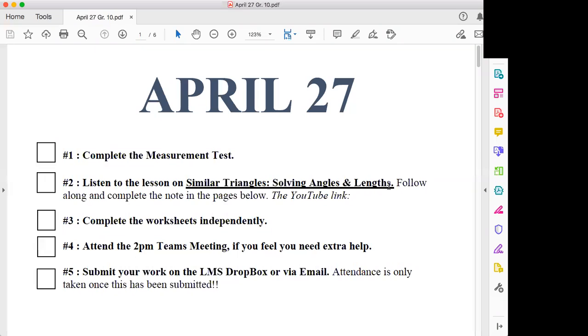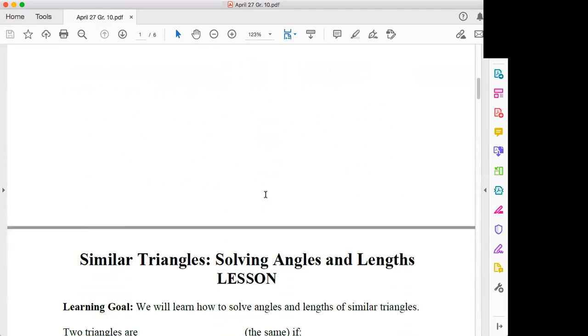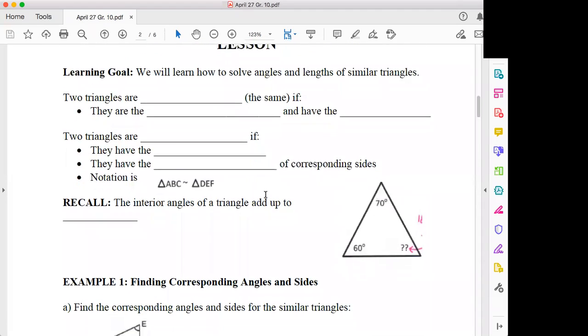So the first thing you should be doing is completing your measurement test. Once you're done that, which I'm hoping you've already done if you're listening to this lesson, we're working on similar triangles, so trying to find angles and lengths of triangles that are similar in size. So I'm going to pull up our work here. Like I said, number one is our measurement test, and then we have today's lesson, which is on triangles.